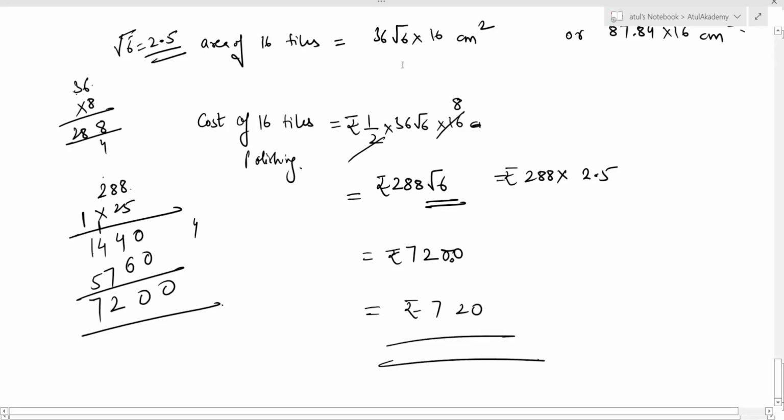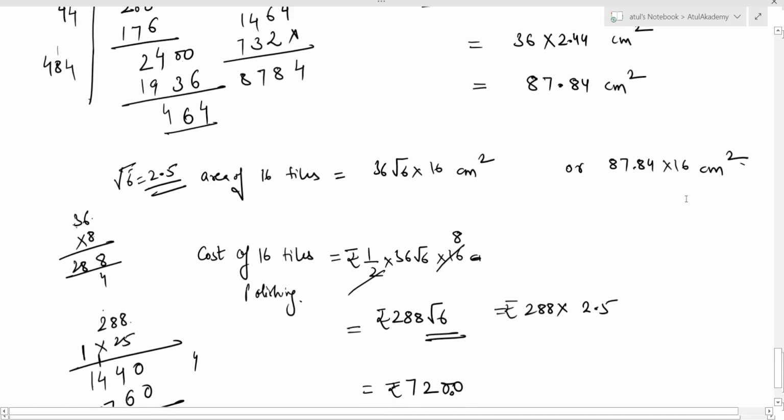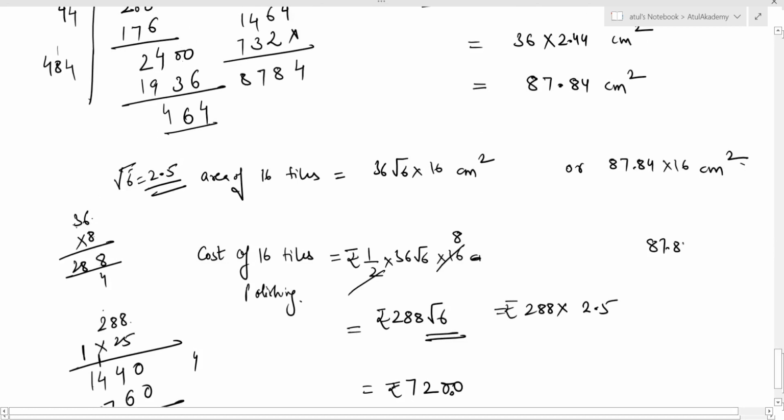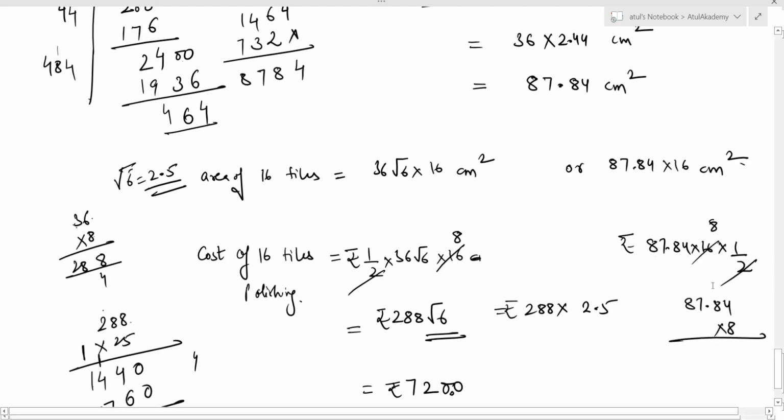That's my answer. If you multiply it over here also, yes students, you multiply it over here also, it was into 16. So 87.84 into 16 into half rupees. Okay. So you cancel it with 8. You can multiply it with 8 also. Let's multiply it and get the answer over here also, because it's also a simple number. This is up to you how you do your calculation and make it faster.